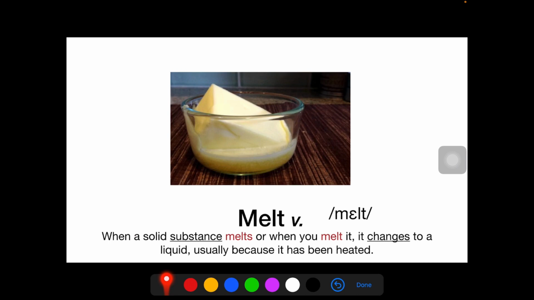Melt. So melt means that the substance was solid. For example, you can see this one, the butter, it's melting, right? So when a solid substance turns into liquid, we call it melt. How can it melt? Because it has been heated, or maybe just gets a higher temperature, so it melts.